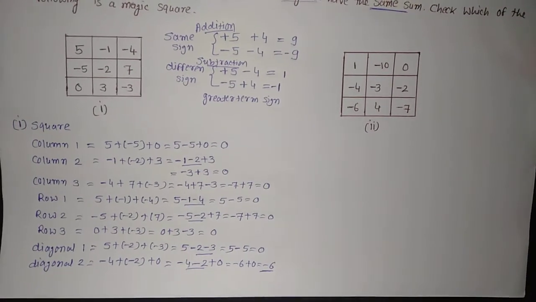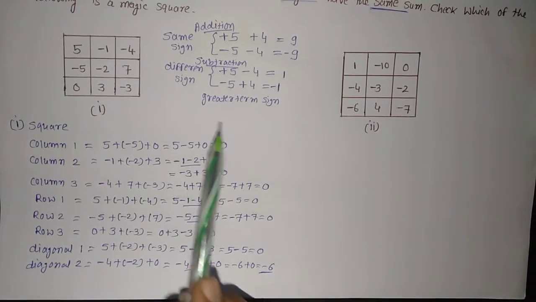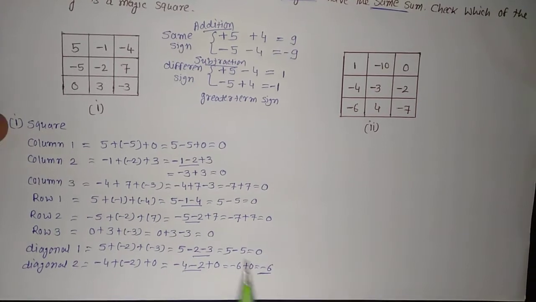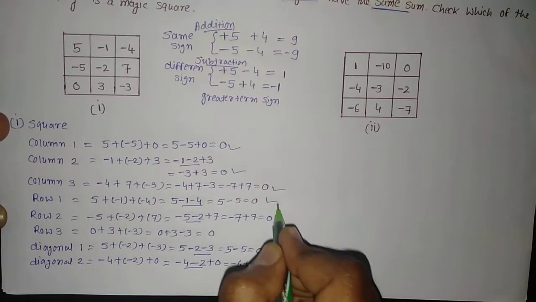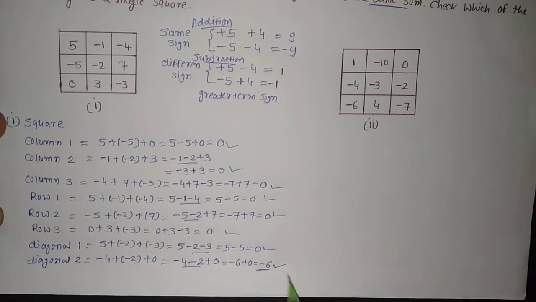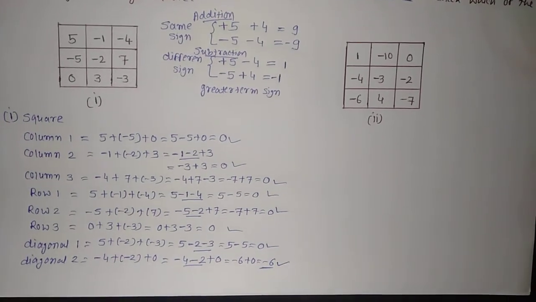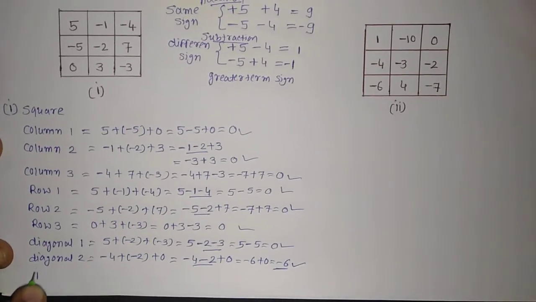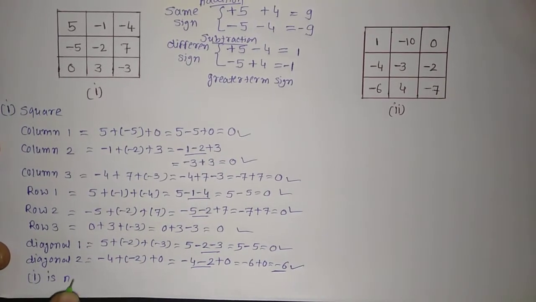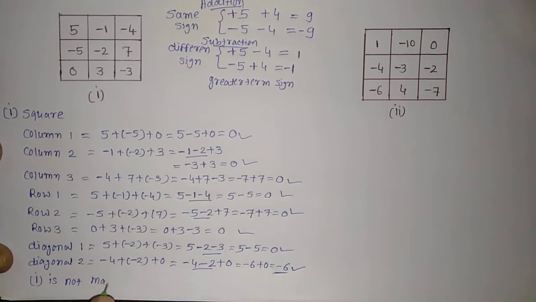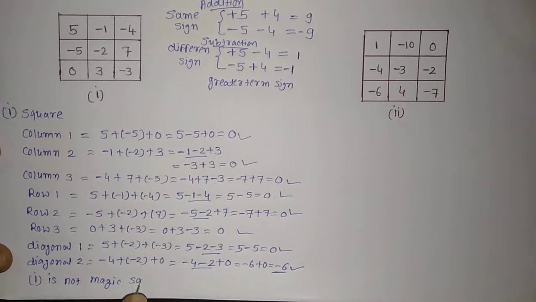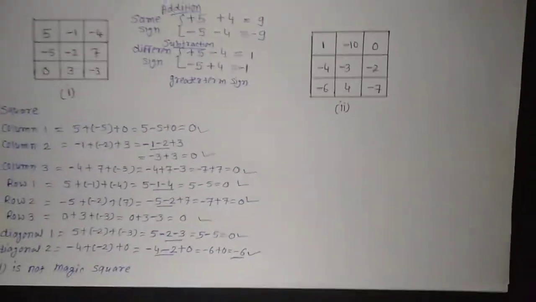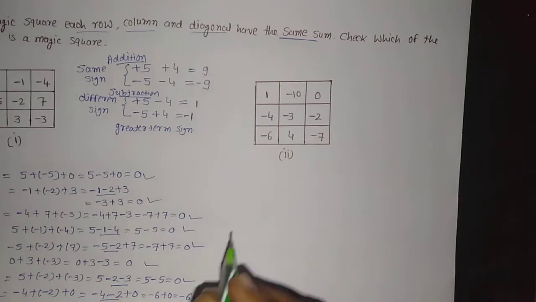As they have asked us that in a magic square each row, column and diagonal have the same sum. All these have the same sum. But in this diagonal it is not the same sum. So it is not the magic square. So we can say 1 is not a magic square. Now we'll go for the second one. Let us go for the second one. That is this one.